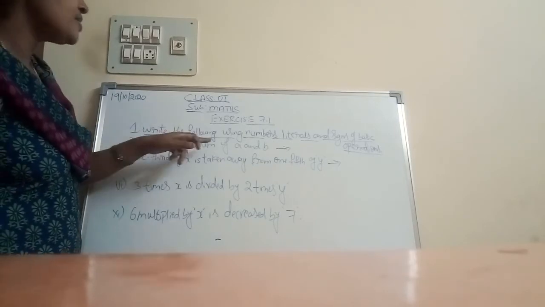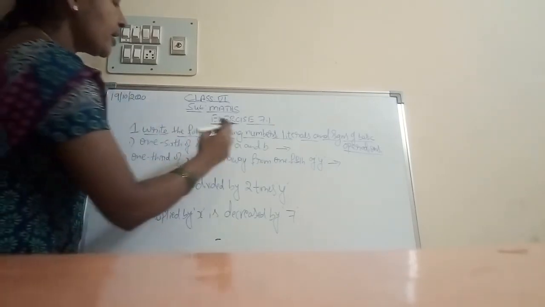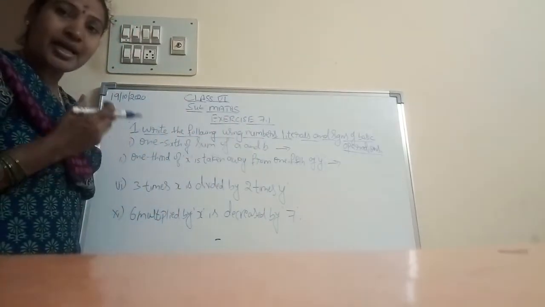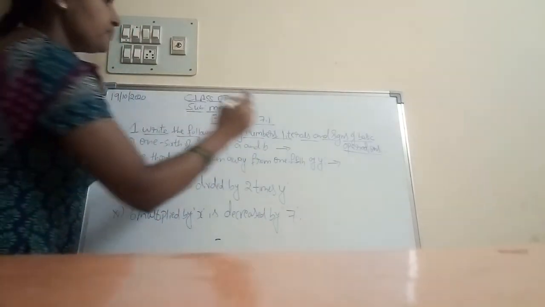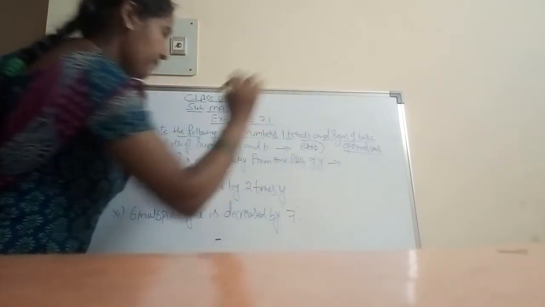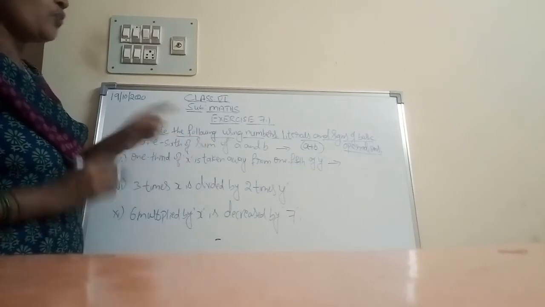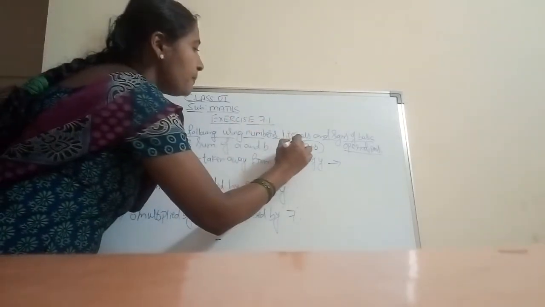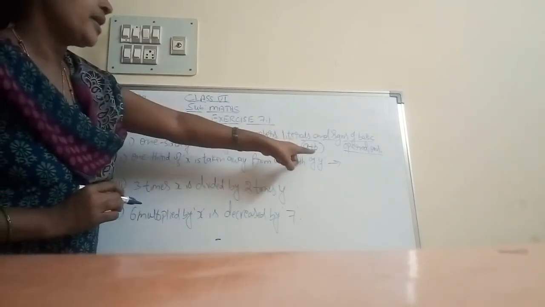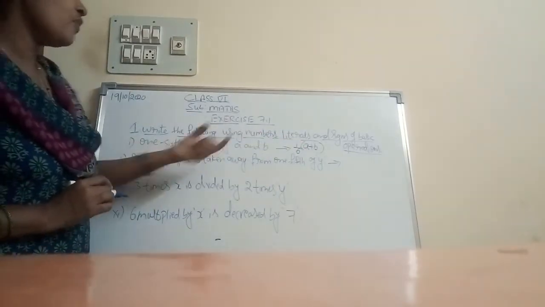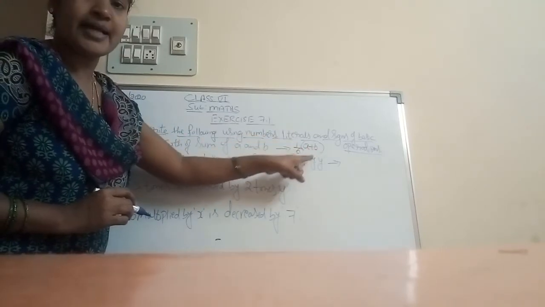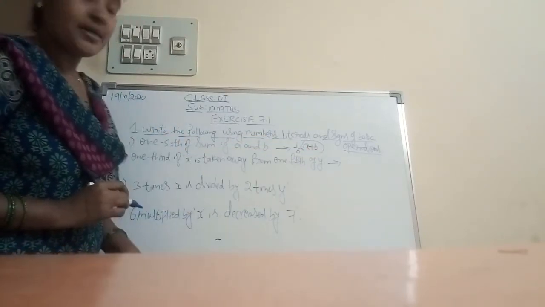1/6 of sum of A and B. So what I have to do? First I have to sum A and B. Sum is nothing but addition. So sum of A and B means first A plus B. Then 1/6 of A plus B. The answer is 1/6 of A plus B.